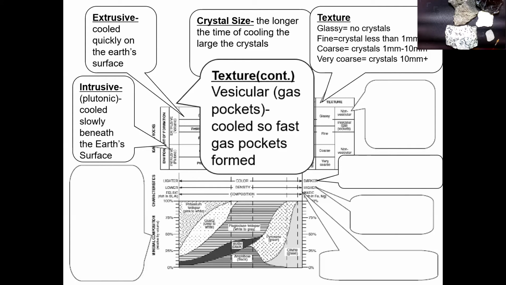There is another box for texture. So we're going clockwise down now. This is the texture continued box. And it has the word vesicular there. Vesicular is in parentheses, says gas pockets. So these are basically little tiny gas pockets that have formed.